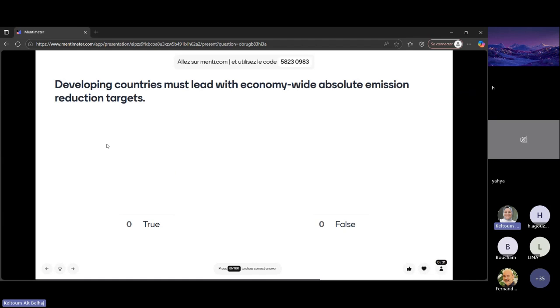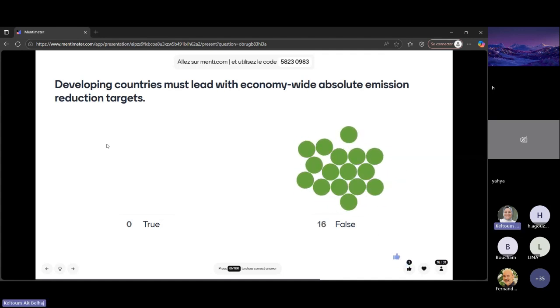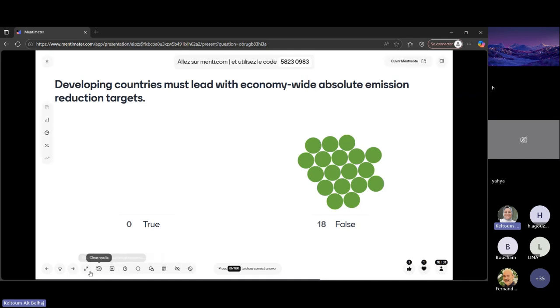Developing countries must lead with economy-wide absolute emission reduction targets. Must, which means mandatory. Do developing countries need to provide an economy-wide absolute emission reduction, or is it just encouragement? It's just encouragement. Thank you very much.